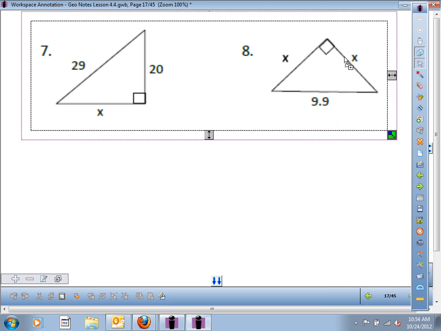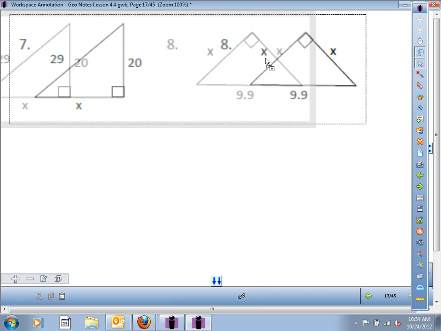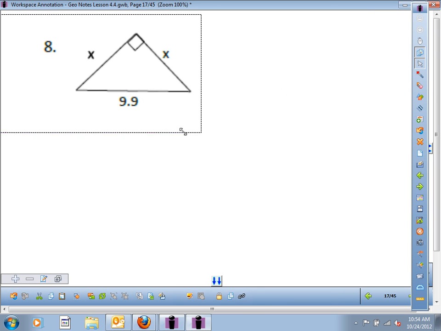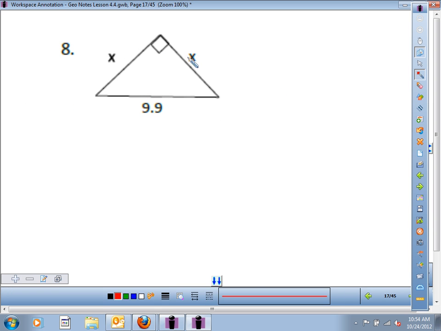All right. I'm going to skip 7 and go on to 8. On 8, we have the same process. What we should do is look right away. There's the right angle. Opposite that is my hypotenuse. That's your C value. Now on this one it's a little bit different. I have two x's. Okay, well that's okay, we'll work with it. We'll go x squared plus x squared equals my hypotenuse, which is 9.9 squared.